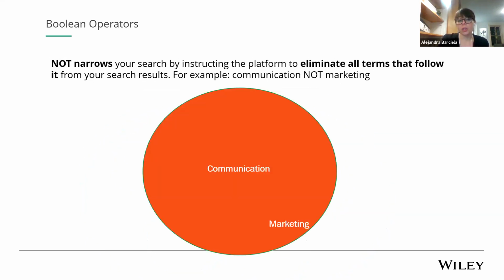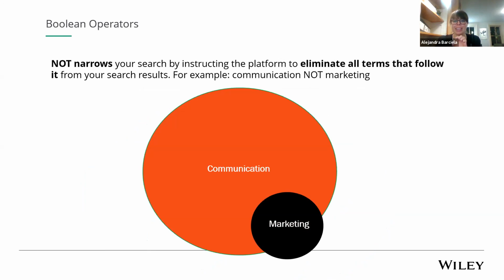And NOT is going to remove a part of that, right? So if I'm interested in results related to communication, but I don't want any marketing for any reason, I could do communication NOT marketing, and it's going to exclude that part.